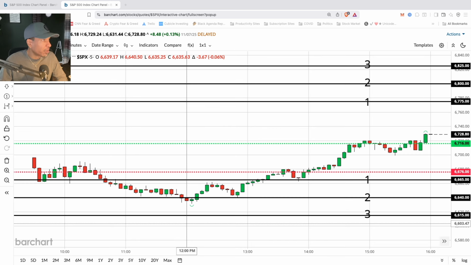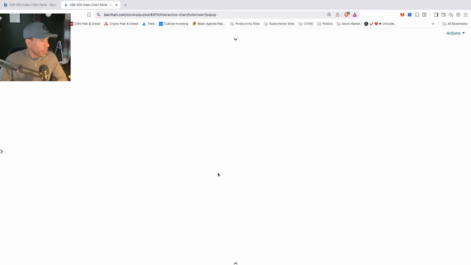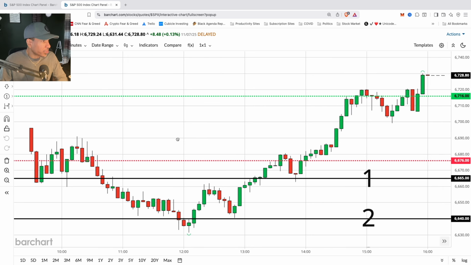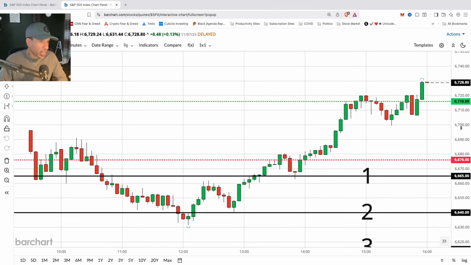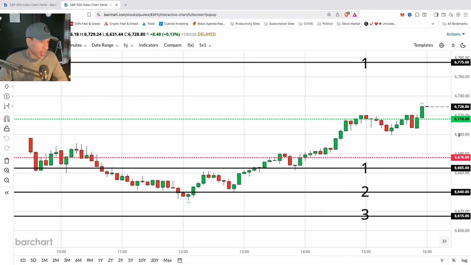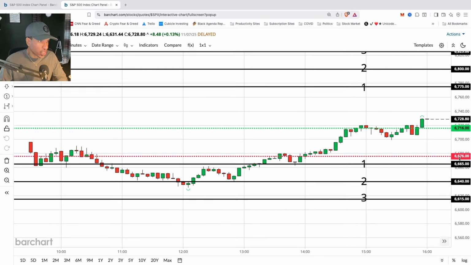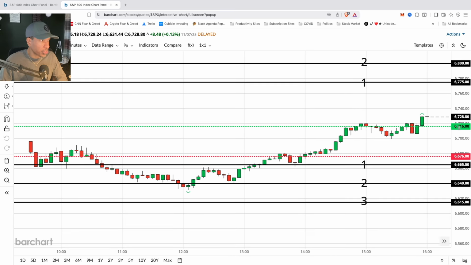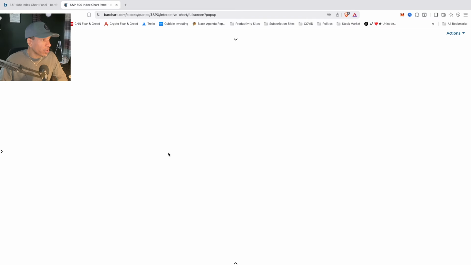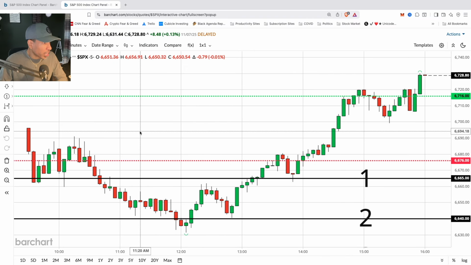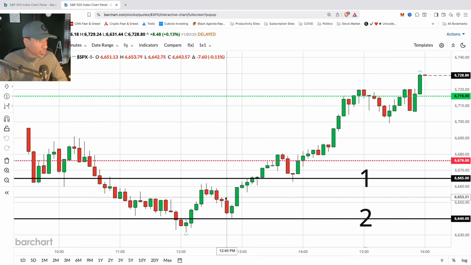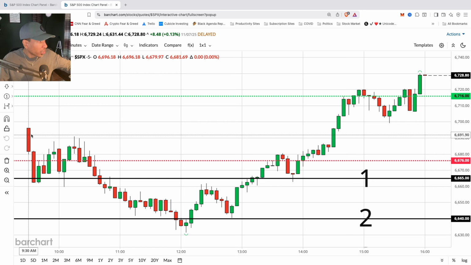So now if I refresh this chart here, because I had it condensed so that you can see all 3 levels of interest on the call side and put side. But when I refresh the chart, you can see more of a true representation of the price action of SPX.